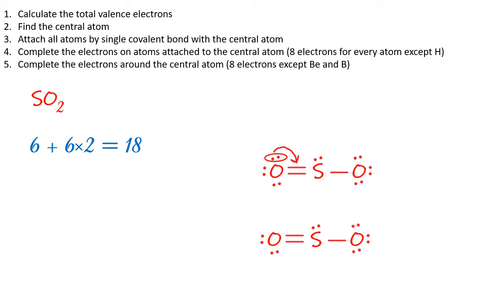Okay friends, so this is the structure of SO2. Now we shall discuss how to draw the Lewis structure for an ion. We shall use the same 5 steps. Now first step, calculate the total valence electrons.